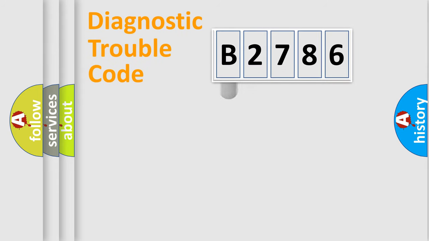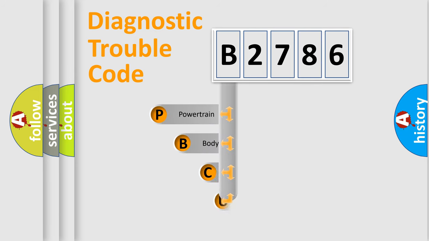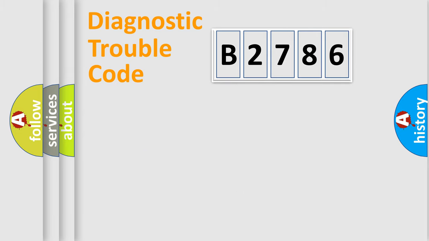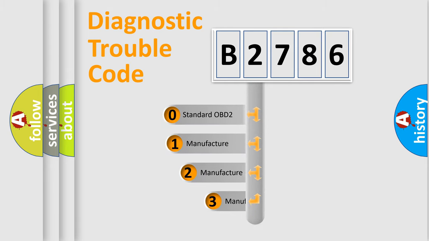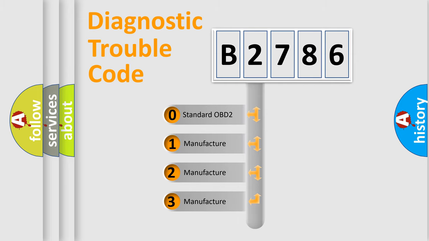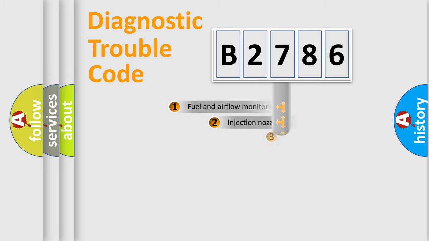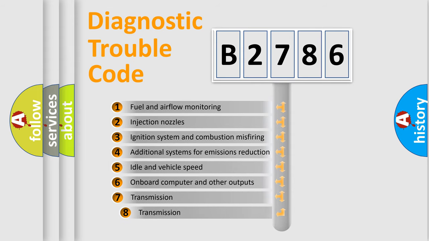Let's do this. First, let's look at the history of diagnostic fault code composition according to the OBD2 protocol, which is unified for all automakers since 2000. We divide the electric system of the automobile into four basic units: powertrain, body, chassis, network. This distribution is defined in the first character of the code. If the second character is expressed as zero, it is a standardized error. In the case of numbers 1, 2, 3, it is a car-specific error.